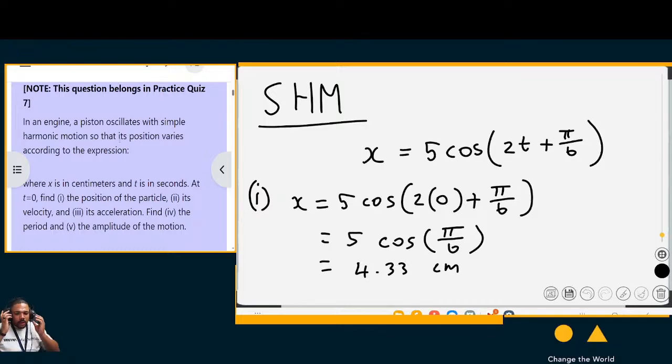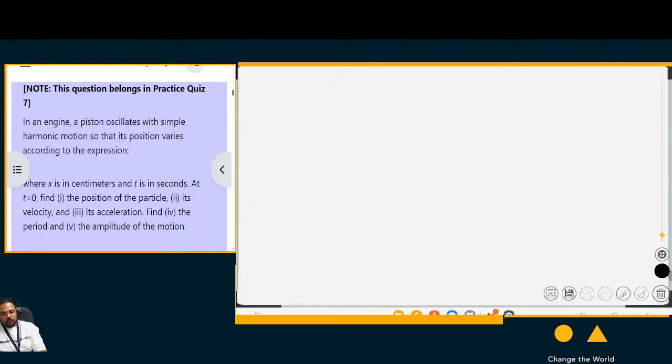Okay, my apologies. Someone just wanted to arm the building there quickly. So you plug in 0 there, and you get the position at time 0, which is 4.33 centimeters. Remember, it told us it is in centimeters. Question number 2, they ask us to find its velocity.